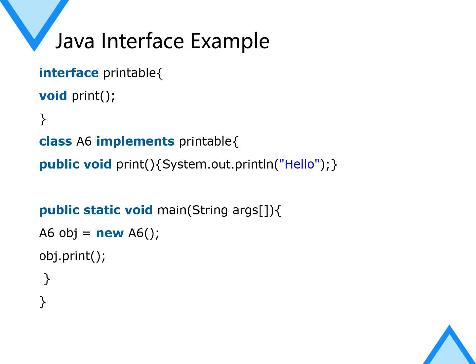So we have the main method. In the main method we create an object of class A6. As usual, we create an object, and through this object we call the method print. So this interface has the print method which is implemented through the class A6. So the class actually implements the interface. The interface only has the blueprint, only the definition of the method. Inside the class we implement the method print. So this is the output of this simple program.